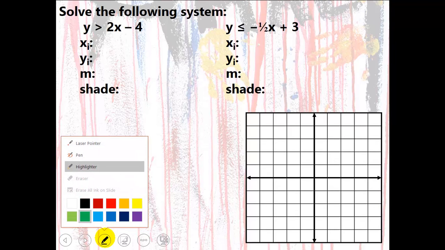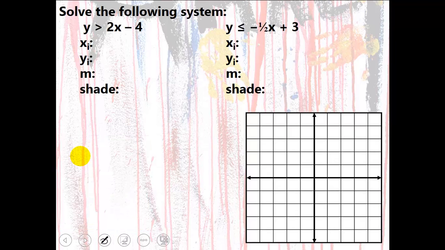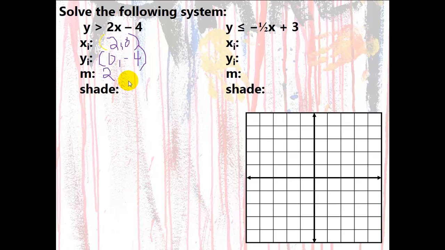Let's try one that has a little bit of slant to it. Y is greater than 2x minus 4. My x-intercept is 2, 0. My y-intercept is 0, -4. My slope is 2. I'm going to test the point 0, 0. So is 0 greater than -4? That is true. So that gives me towards.